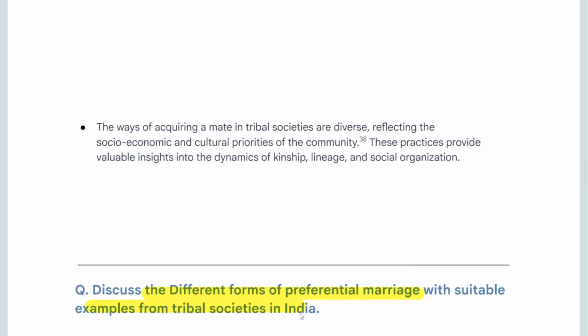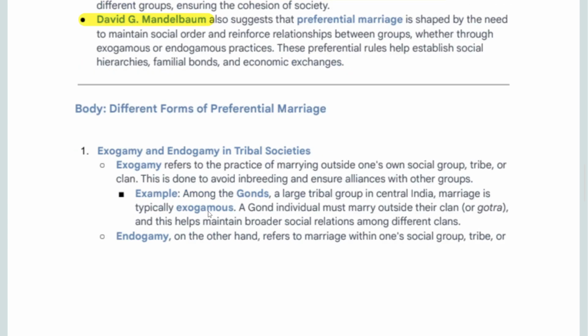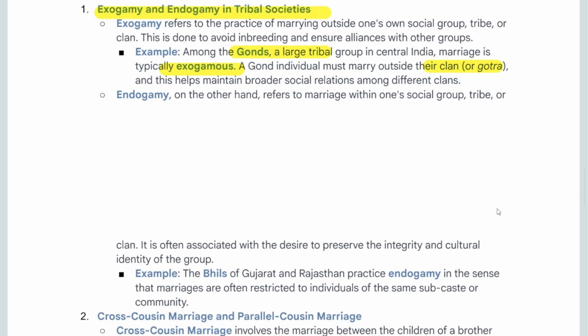Right. Preferential marriage, as Levi-Strauss noted, means there are social norms, sometimes quite strong preferences, about who you should marry. David Mandelbaum also pointed out these rules are key for maintaining social order. So, not just rules about who you can't marry, but who you should marry. Exactly. Let's revisit some concepts with more Indian tribal examples. Okay. Exogamy, marrying out. The Gonds in central India practice clan exogamy, essential for resource sharing and political links between clans.